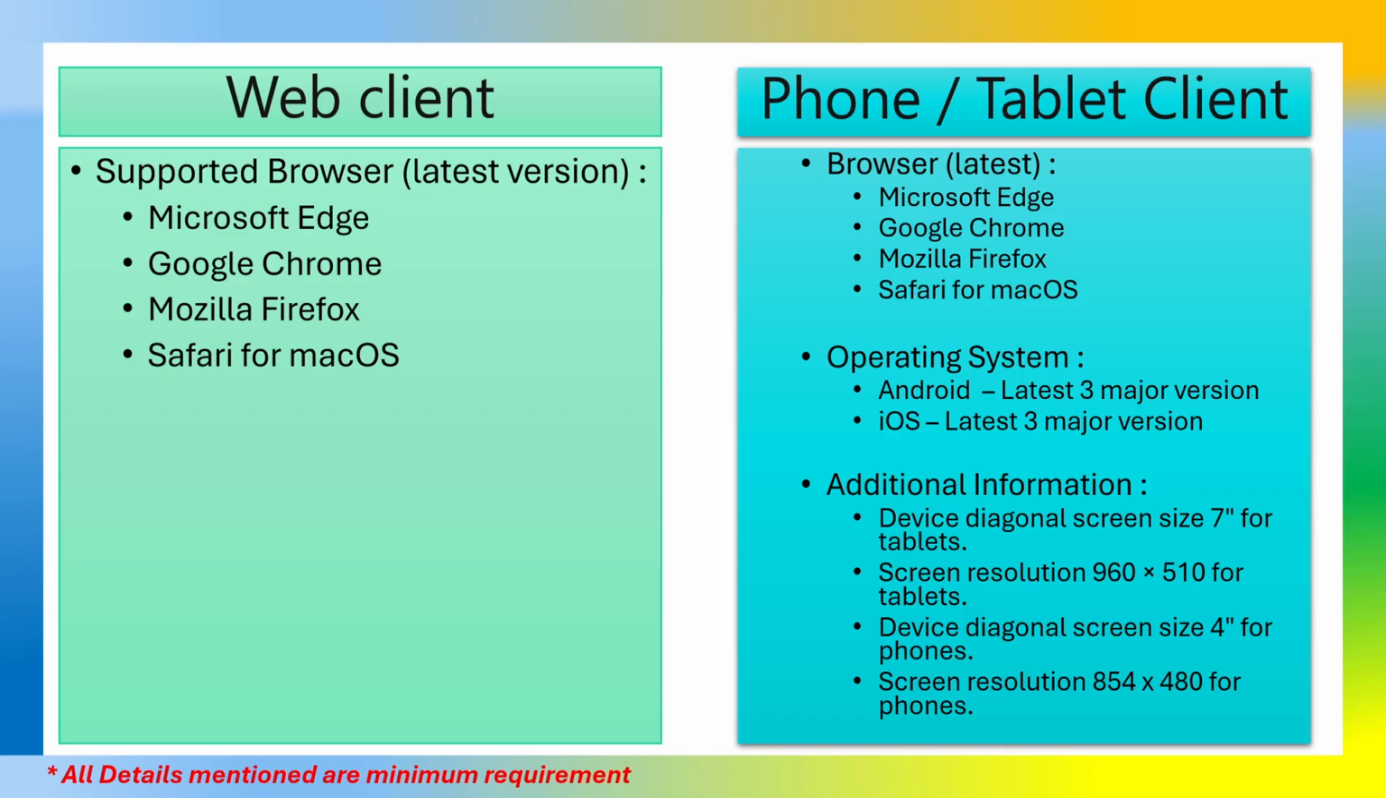Okay. If you are into Business Central, you're surely using the web client. It's pretty simple. For the web client, you only need a browser, which is Edge, Chrome, Firefox, or Safari, based on whatever operating system you're using, or the browser of your preference. For the phone and the tablet client, you surely need a browser to access it. For the operating system on the phone or tablet client, you need to be on either Android or iOS, latest 3 major versions, and then you need to have some size things and other information like screen resolution and other things, which you can set up here.